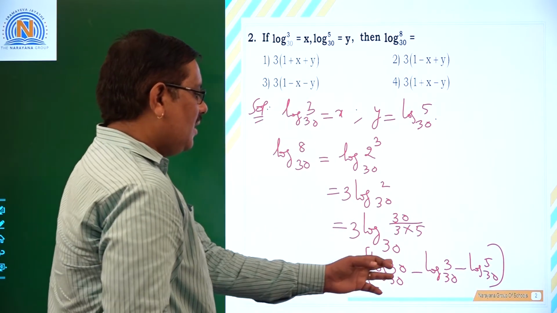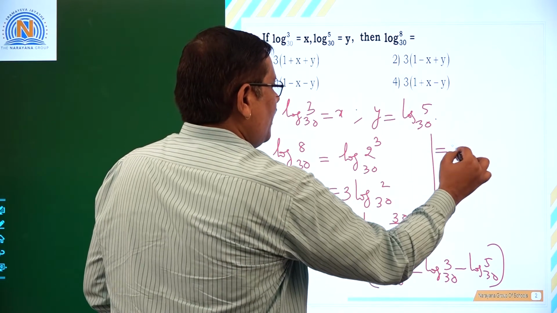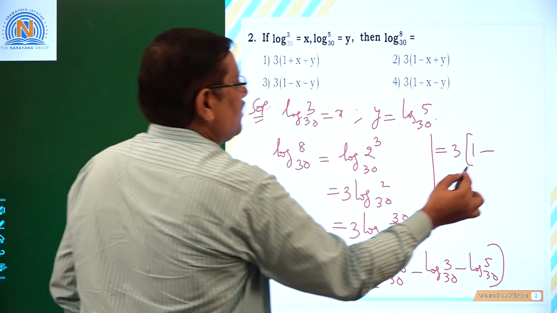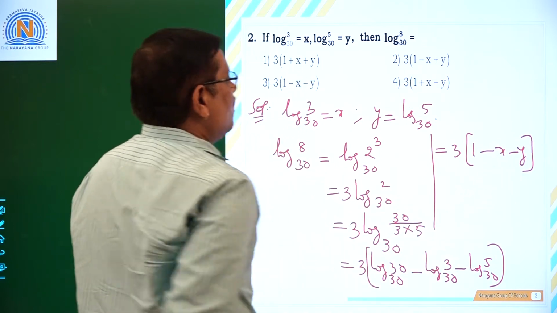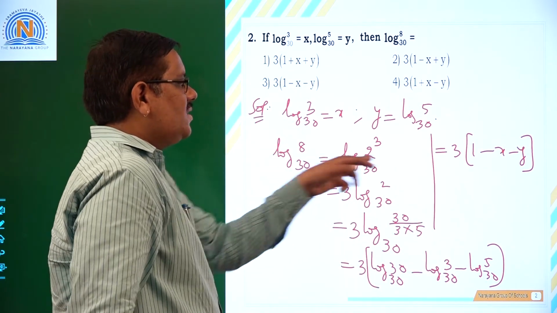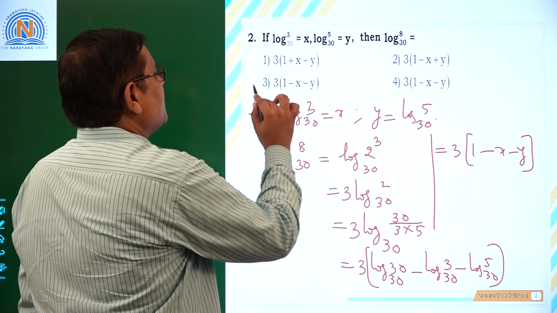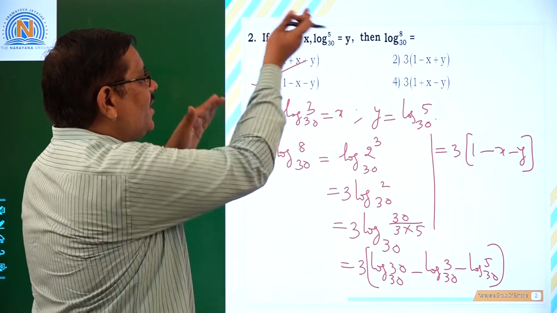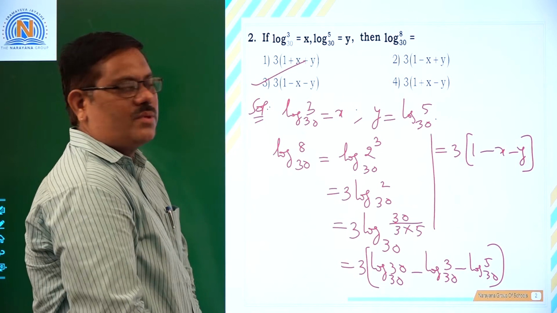Okay, so log 30 base 30 is nothing but 1, so that is now 3 into 1 minus log 3 base 30, which is x, minus log 5 base 30, which is y. So log 8 base 30 is going to be 3 times 1 minus x minus y. 1 minus x minus y is nothing but third option. Anyway, we can solve this question either way. So the right option is third option for this question.